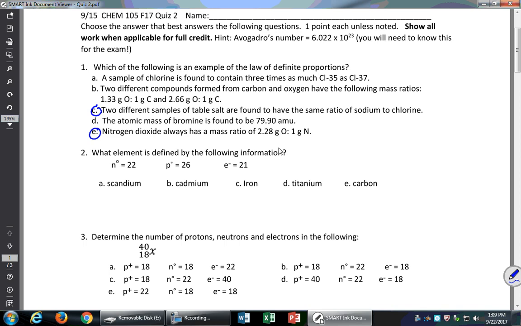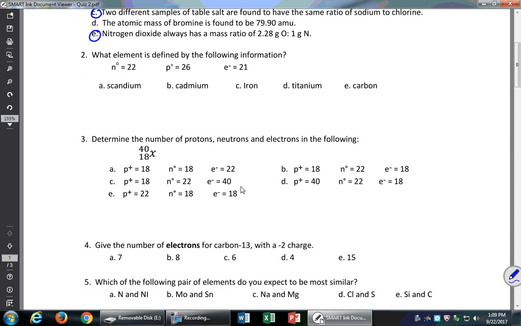I gave equal credit, and I'm sorry if you were staring at that for too long on the quiz. Because the other quiz I had was asking about the law of multiple proportions. And then I changed it for this one, and I didn't realize that I had 2 answers that worked. But they're both equally right.